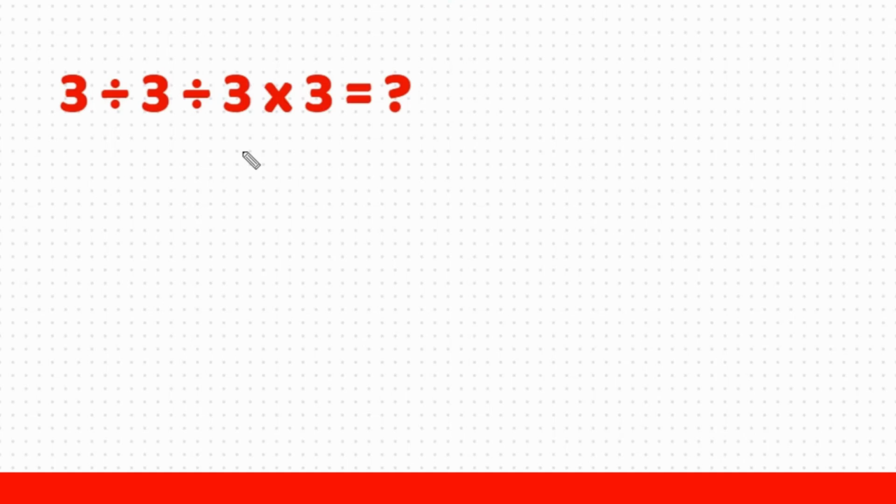Here we're just going to follow one rule. We solve whatever comes first from left to right. So, in this exercise here, we're going to do the division first, because the division comes first. So here, look, 3 divided by 3 equals 1. Let's repeat the rest of the expression. Divided by 3, multiplied by 3.